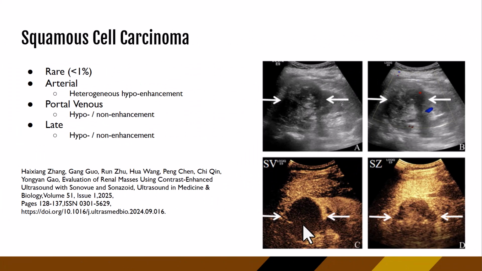All right, let's take a look at a case of squamous cell carcinoma in the kidney. This is a 50-year-old man with a 7-centimeter mass on the upper pole of the left kidney. It was again later determined to be a squamous cell carcinoma, a super rare cancer of the kidney, less than 1%.